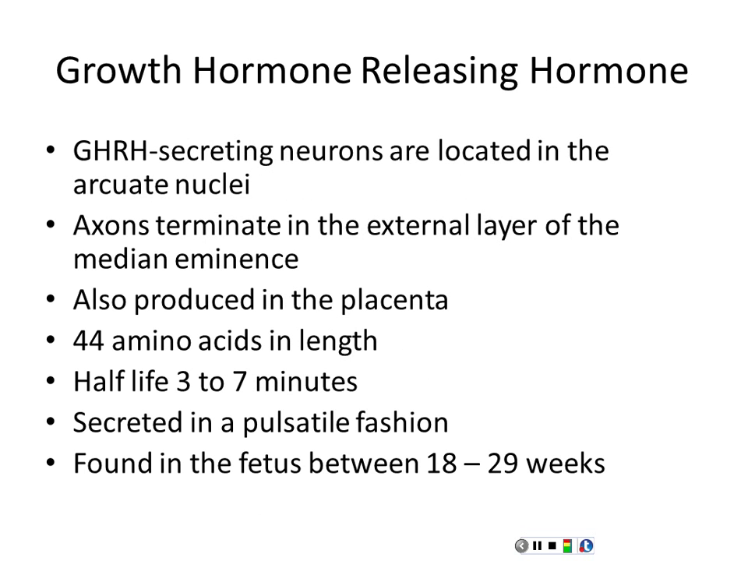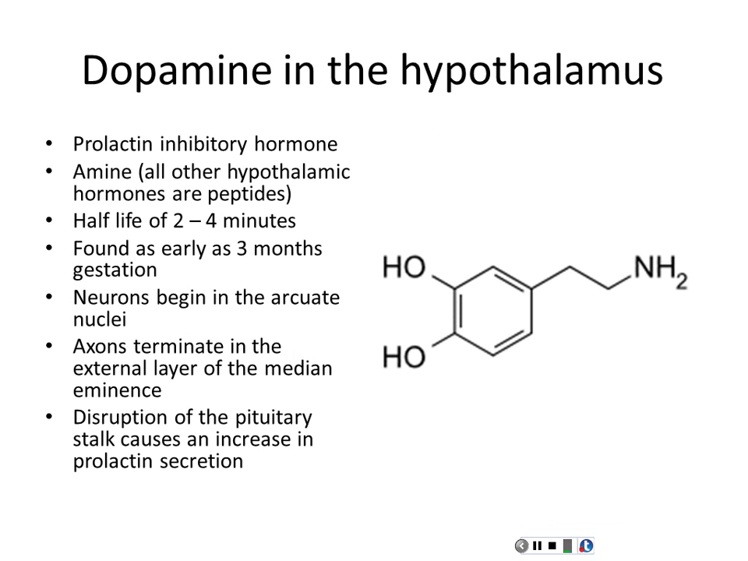Growth hormone releasing hormone. Again, same spiel. It's located in the arcuate nuclei, and the axons terminate in the external layer of the median eminence. Growth hormone releasing hormone is also produced in the placenta. It's 44 amino acids in length. The half-life is about 3 to 7 minutes, which most of these are just minutes in terms of their half-life. That's a thing we should remember. And it's secreted too in a pulsatile fashion, and it's found in the fetus between 18 and 29 weeks.